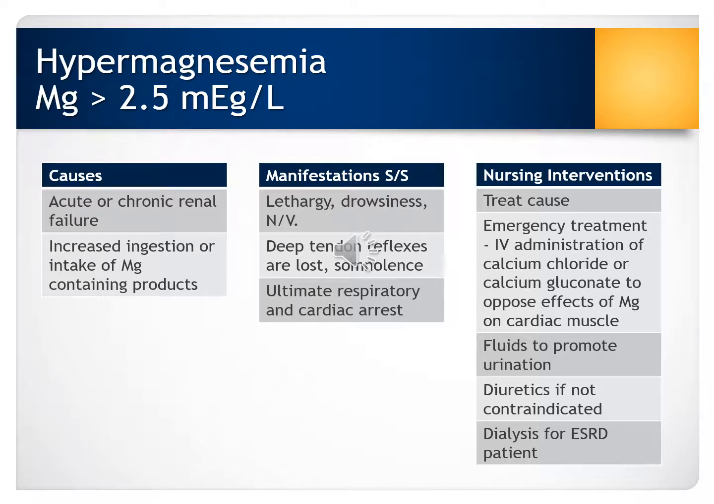We can then give fluids to promote urination, which can increase the excretion of magnesium. We can also give diuretics for patients if it's not contraindicated, because diuretics will also cause loss of magnesium. And if the patient is an end-stage renal disease patient, this patient will need dialysis. That's going to be the only way for us to remove the high magnesium levels from this patient who's unable to urinate.